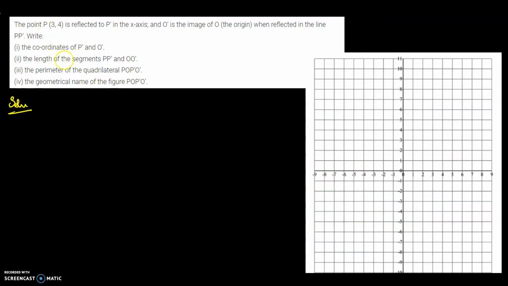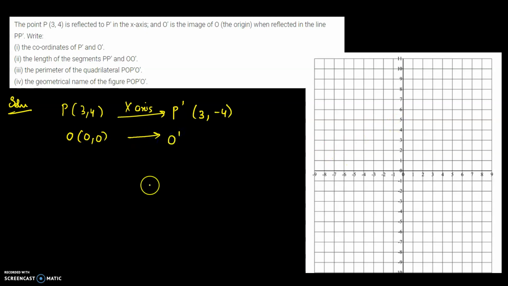In this question, the point P 3, 4 is reflected to P dash in the x-axis. So the x coordinate will remain the same and the y coordinate will change its sign. This will be 3, -4. You can do this by the graph method because you have to find out the perimeter of this quadrilateral that is formed afterwards. Now O dash is the image of O. O means 0, 0, and the image O dash will be formed.